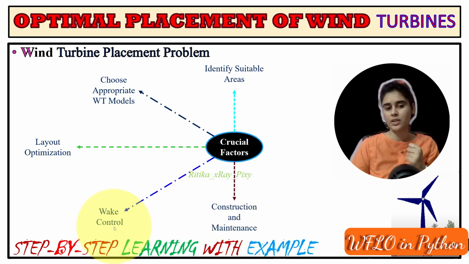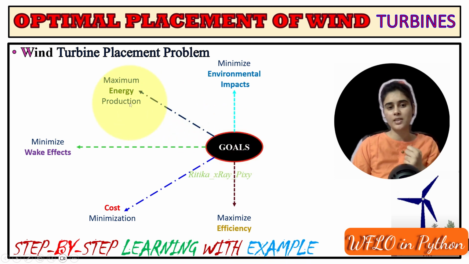Then we need different wake effect control strategies. Next we have wind farm layout optimization, and also choose the appropriate model for the wind turbines so that they can generate more electricity. Our goal here is to maximize the energy production at minimum cost, and also minimize the wake effects so that we can generate more electricity and maximize the efficiency. Also keep in mind to minimize environmental factors like noise.